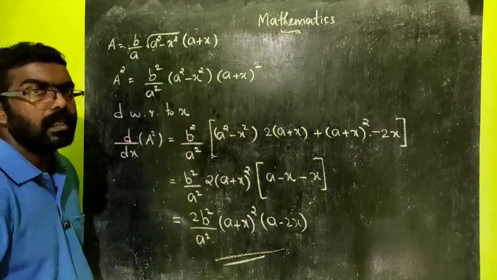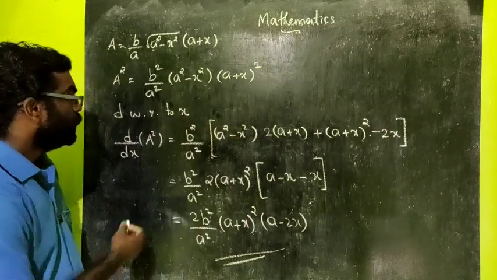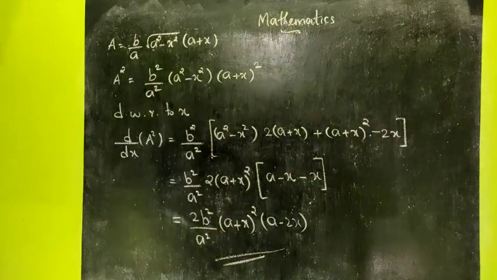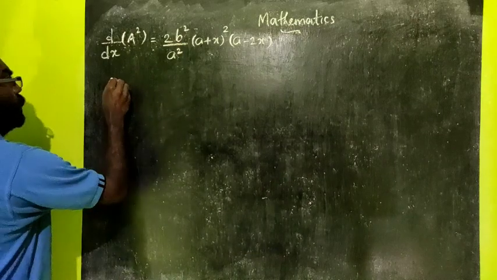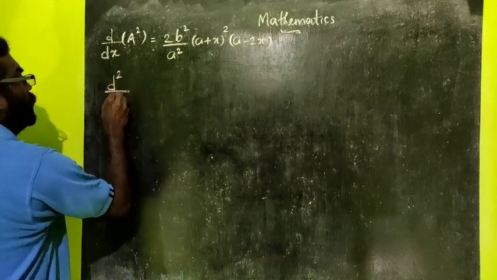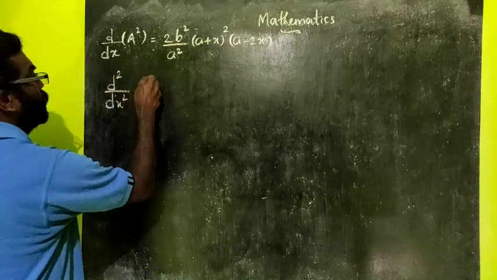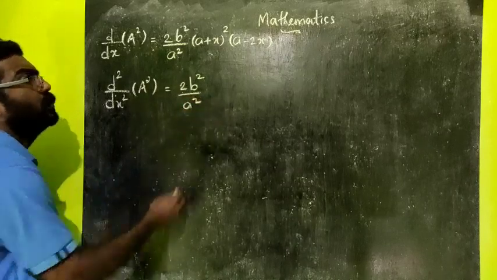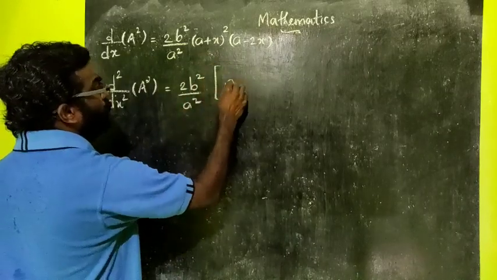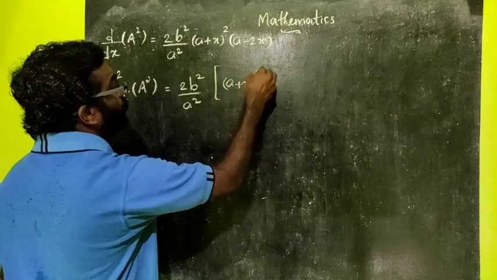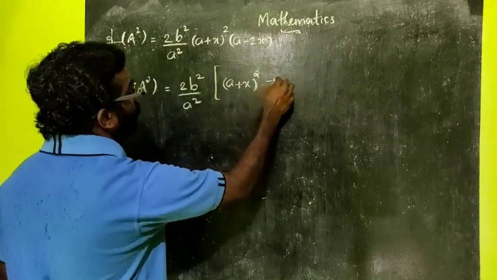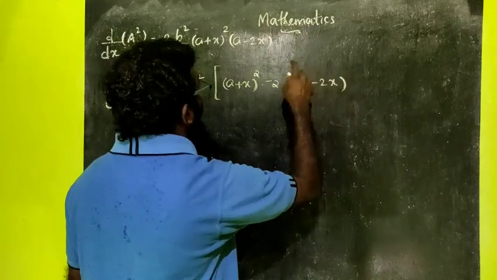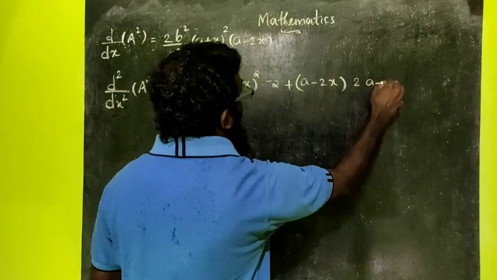Now we have to find the second order derivative, that is d square by dx square of a square. Okay. So here we can find the second order derivative d square by dx square of a square, which is equal to 2b square by a square into, again product rule, a plus x the whole square into derivative of second function, that is minus 2, then plus a minus 2x into derivative of first function 2 into a plus x.